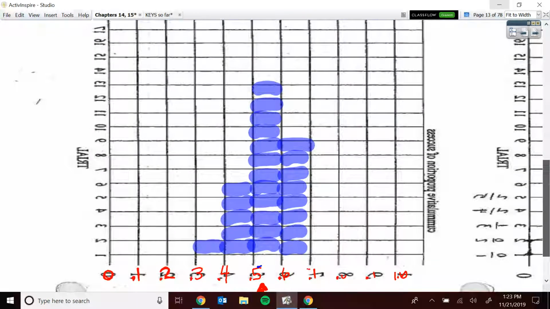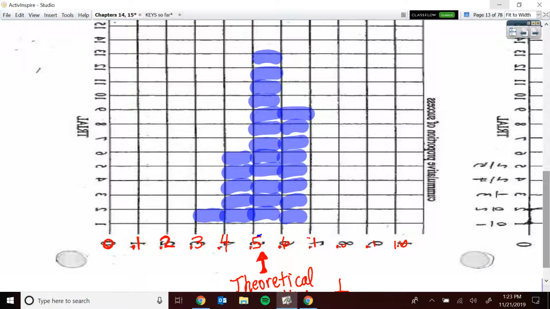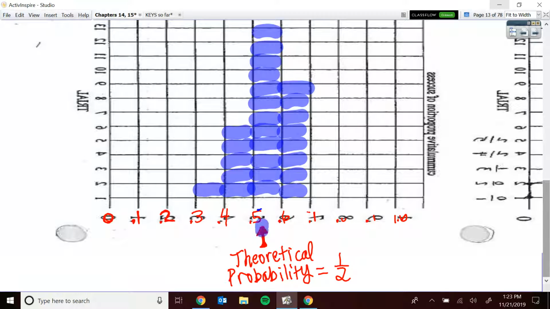So there you go. We didn't have anything over here to the right, but where is this centrally located? Yeah, at the theoretical probability of 1/2. So you can see that even if we did many, many trials, we'd get more and more closer there in the middle. So let's summarize our findings.